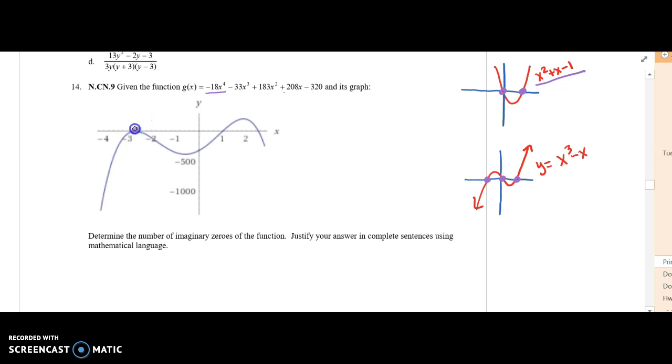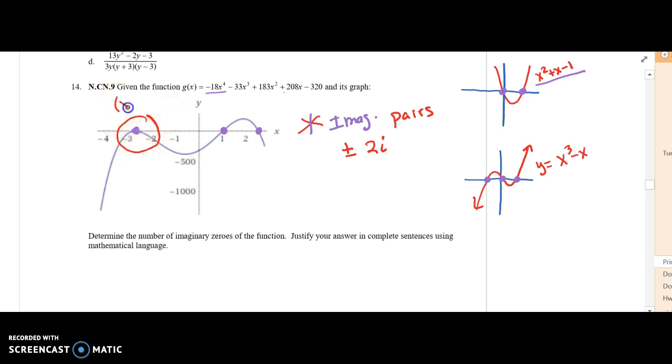So as I look, here's 1, 2, 3. So it'd be really popular to say, oh, there's one imaginary zero. But we know that imaginary zeros must come in pairs of 2, plus or minus 2i, for instance. And so we can't have just one. It turns out this is a bouncing factor.